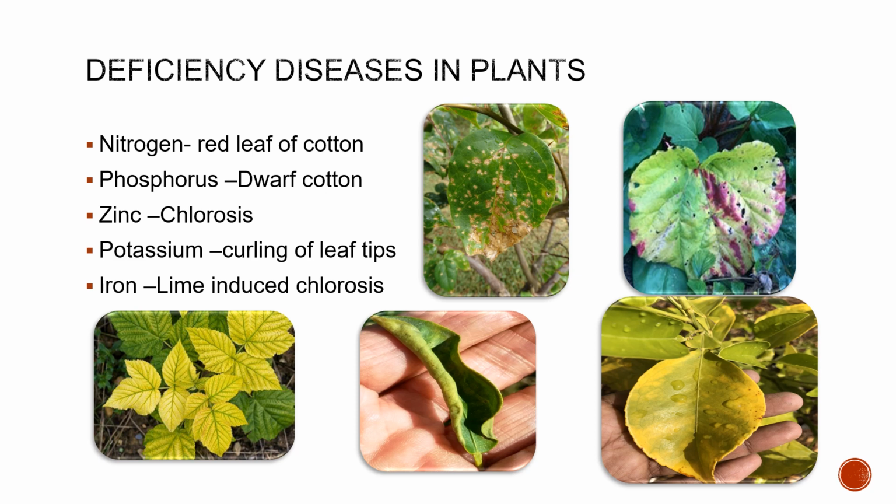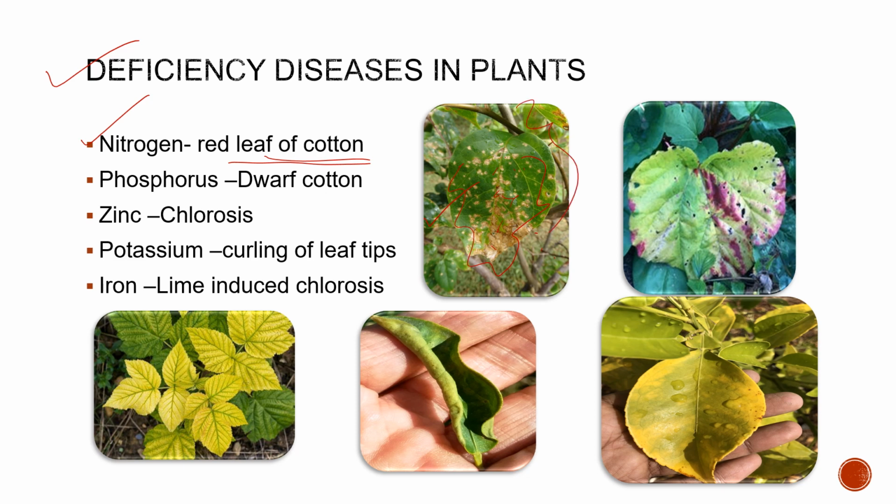Now, the different deficiency diseases in plants. First, when nitrogen is absent or present in less amount, what will happen? The red leaf of cotton. You see the plant shows poor growth and wilting, and the leaves have become yellow. The leaf margins have become yellow, and there is also some reddening. Shedding of the leaves also happens in this red leaf disease of cotton.